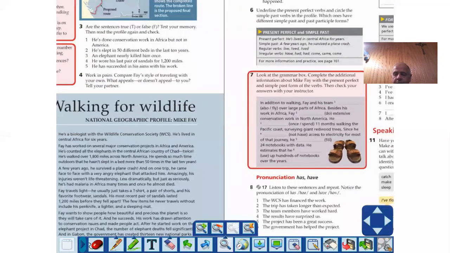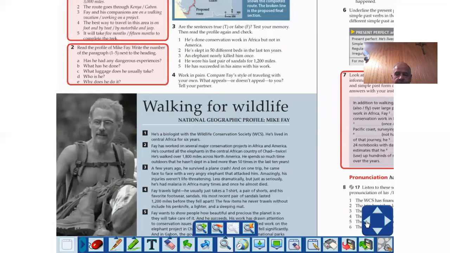Okay, here you have 5 points. 1, 2, 3, 4, and 5 here. Okay, in here it says, read the profile of Mike Fay. Write the number of the paragraph 1-5 next to the headline. And here you have, Tiare, read A, B, C, D, and E. Read them, please. Has he had any dangerous experience? What experience has he done? What has he done? What luggage does he usually take? Who is he? Why does he do it?